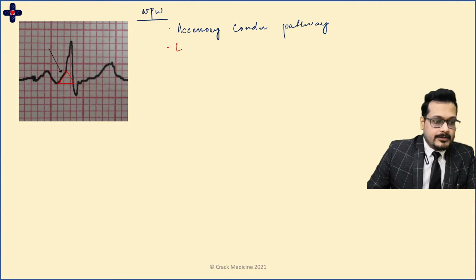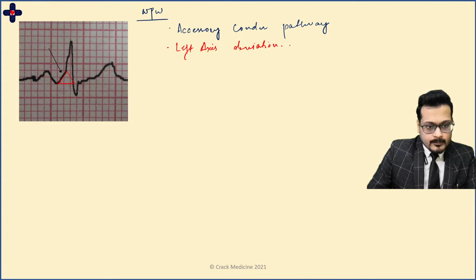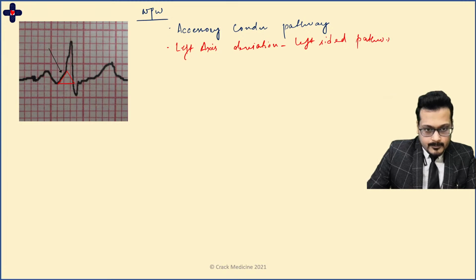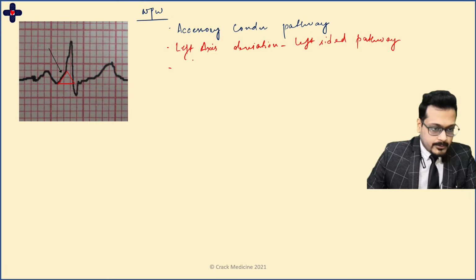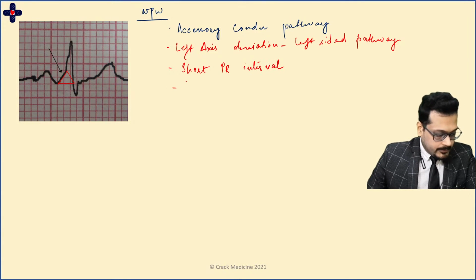Now you will have a left axis deviation in a left sided pathway and vice versa, that is, right axis deviation in a right sided pathway. You will also have a short PR interval, and a widened QRS with slurred upstroke, that is the delta wave.